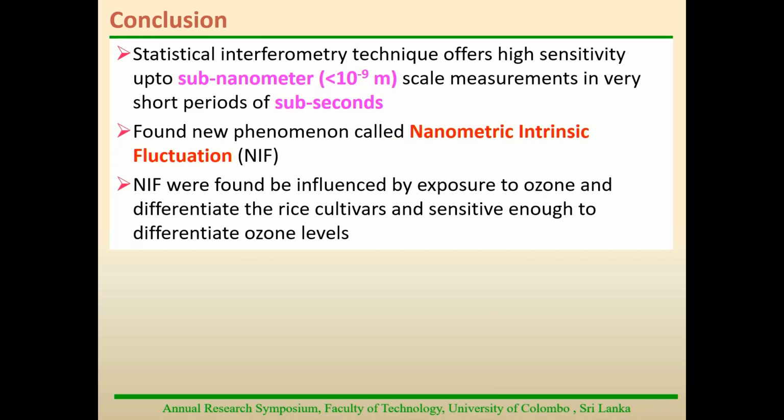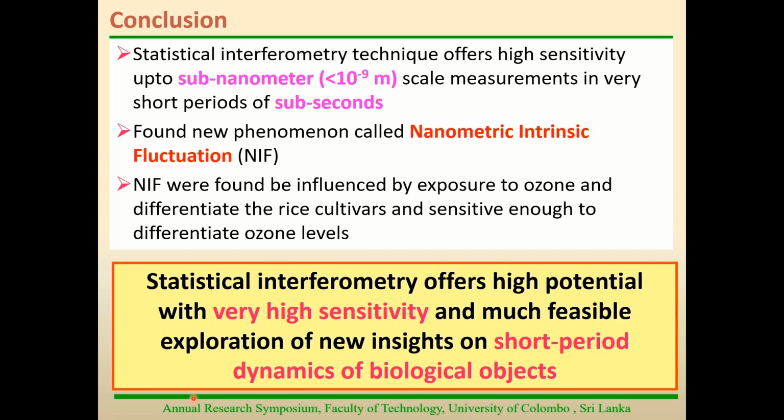So finally, I would like to conclude my talk with the following points. Statistical interferometry technique offers high sensitivity up to sub-nanometer scale measurement in a very short period of sub-second time. We found a new phenomenon called nanometric intensity fluctuation. The NI were found to be influenced by exposure to ozone, differentiate the rice cultivars, and be sensitive enough to differentiate the ozone levels.